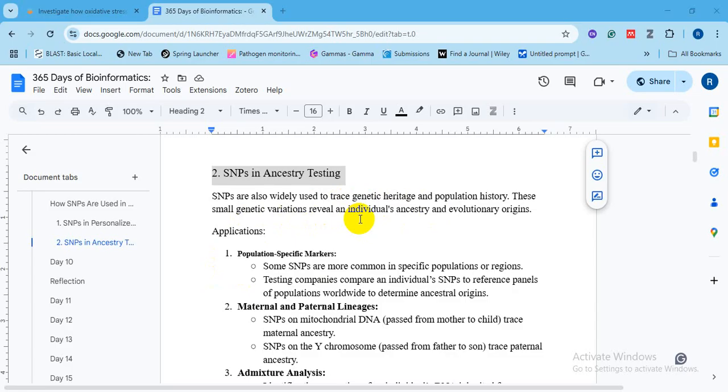Application. How can we use it? Population-specific markers. Some SNPs are more common in specific populations or regions.